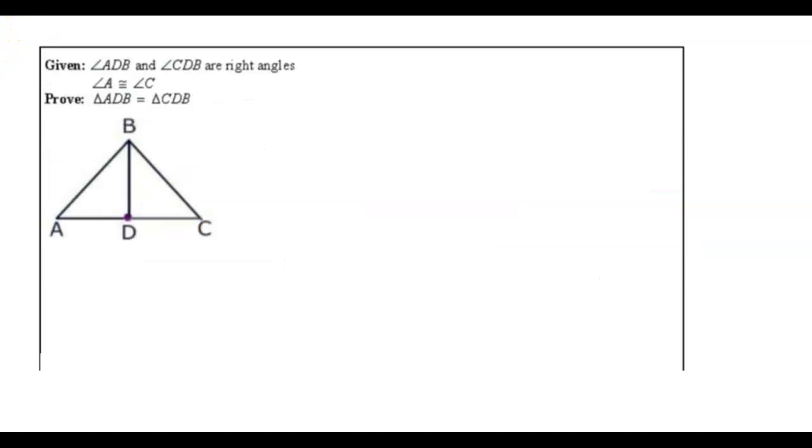This question gives us some information that we don't typically see. It tells us that angle ADB and angle CDB are right angles. So what I can do for that is just mark that on the diagram. It tells us that angle A is congruent to angle C.